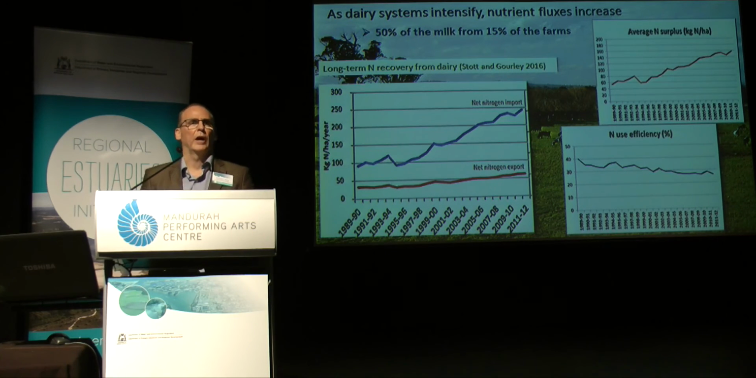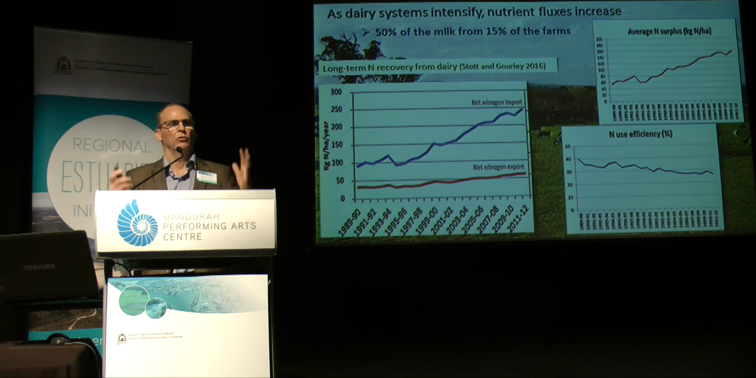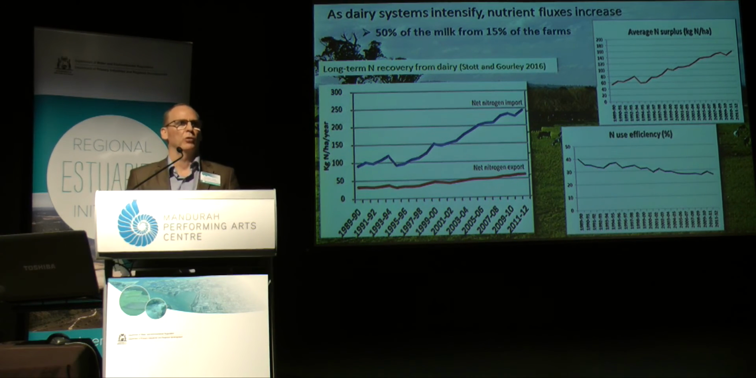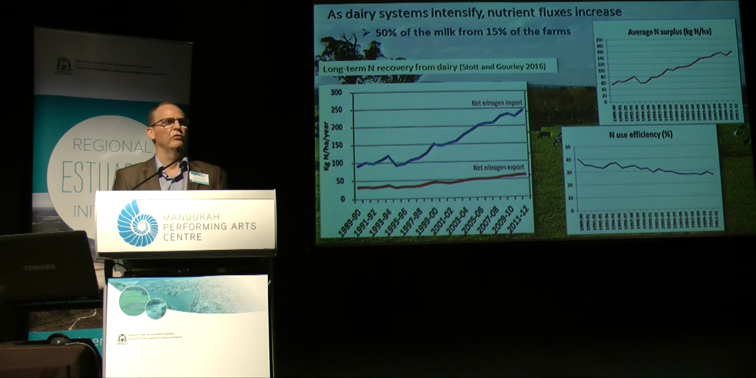So the implications of that is that we've got an increase in the net nitrogen surplus, so that's the nitrogen that's lost to the environment over that period of time, and a trend towards declining nitrogen use efficiency, which was at around 40% and now operating for the industry average farm at around 26%.